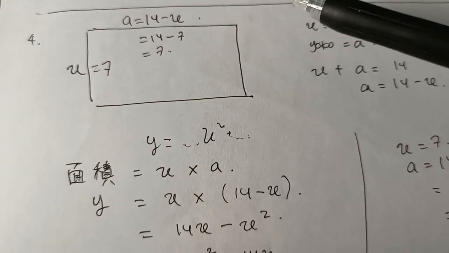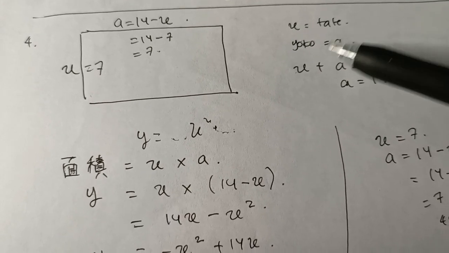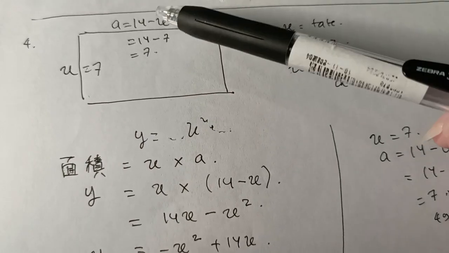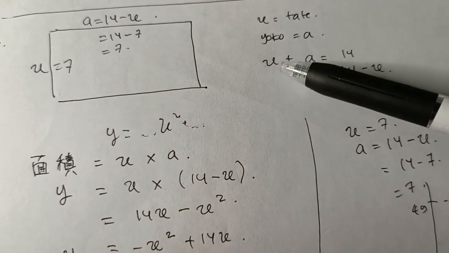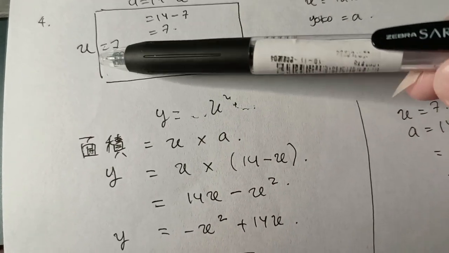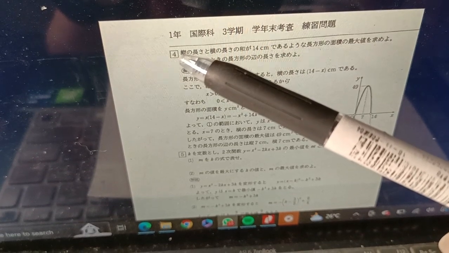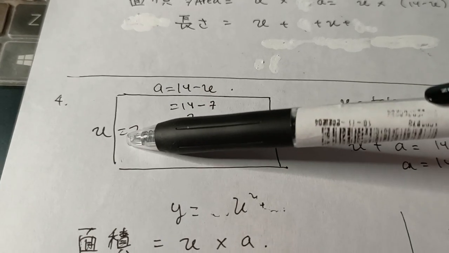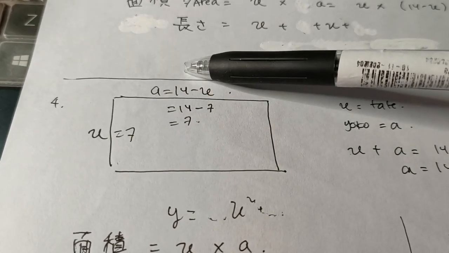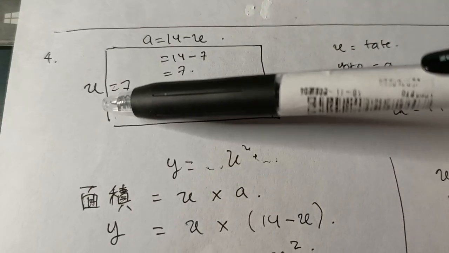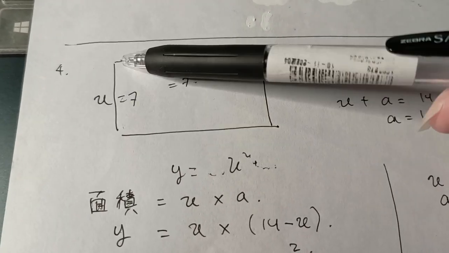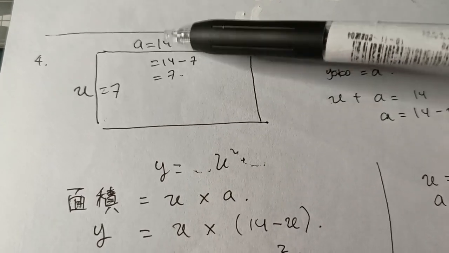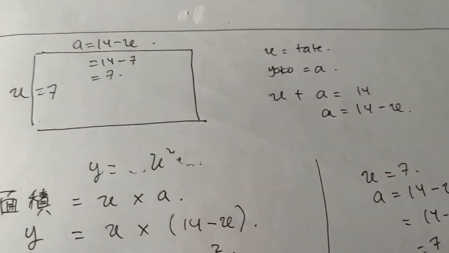Why 14 minus X? Because look, I'm defining the tate as X, the yoko as A. Why can we define this as 14 minus X? Because look over here, it said tate no nagasa to yoko no nagasa no wa ga 14 centimeter. So the addition of this and this is 14. If this is X, it means over here is 14 minus X, right? If over here we are using A, and the sum is 20, over here means 20 minus A. Only like that, okay? So you're not getting confused.